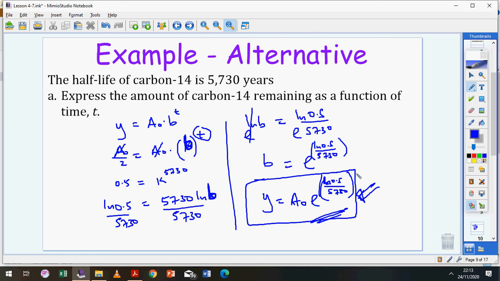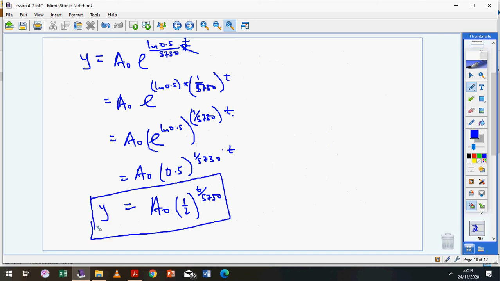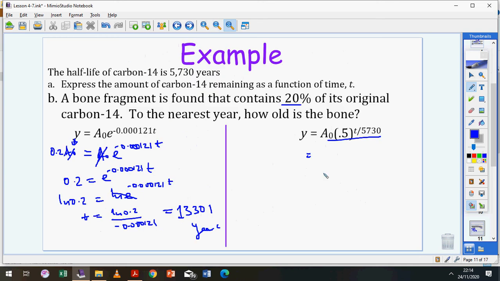Okay, so this is a naught. The 0.5 is a half, right? And this power here is just t out of 5730. So this is the alternative way of looking at this situation, and that is the equation that I have over here, 0.5 or half to the power t out of 5730. So I can use this equation too to figure out how long it takes for this thing to reduce to 20%.